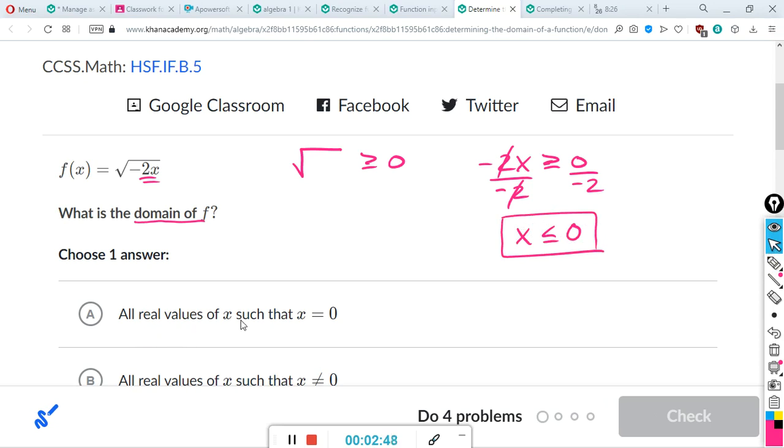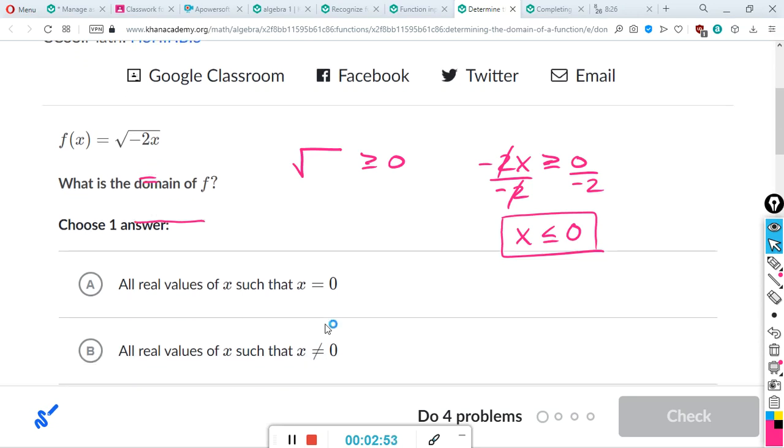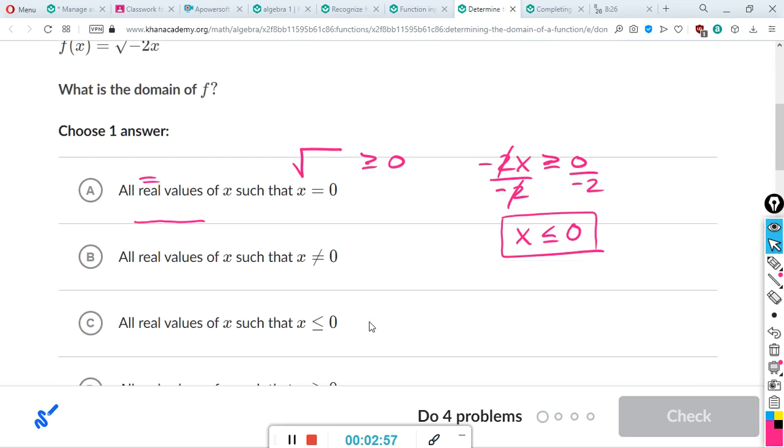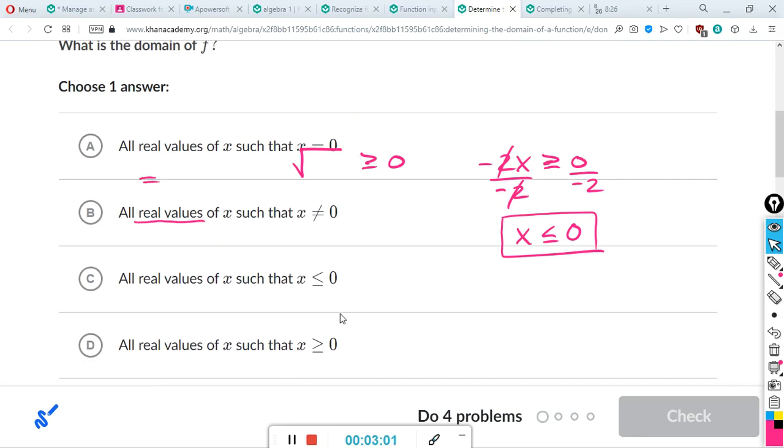So A says all values of x such that x equals 0. B is x is not equal to 0. That's not true. C says x is less than or equal to 0. That's correct. And D is greater than or equal to 0.